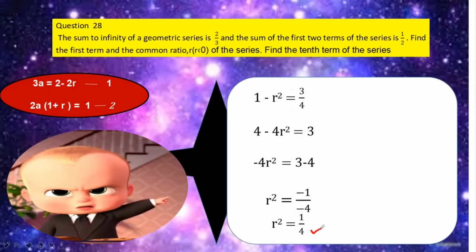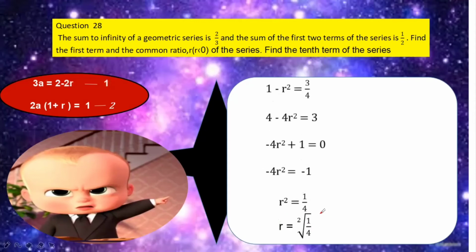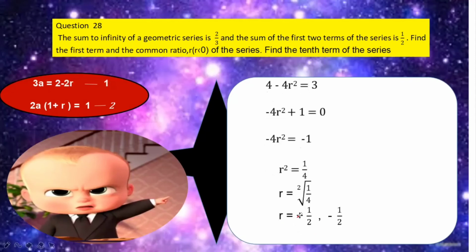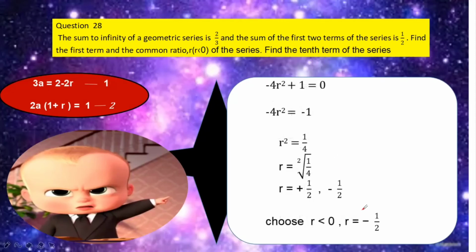And then how do we get the value of r? So you need to square root 1 over 4 because it involves the square here. So the square root of 1 over 4, you will get the answer r equals positive 1 over 2 and negative 1 over 2. So in the question, they have stated that r must be less than 0. So you can choose negative 1 over 2. So choose r less than 0, which is r equals negative 1 over 2.